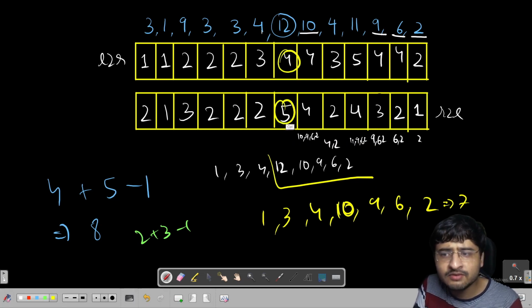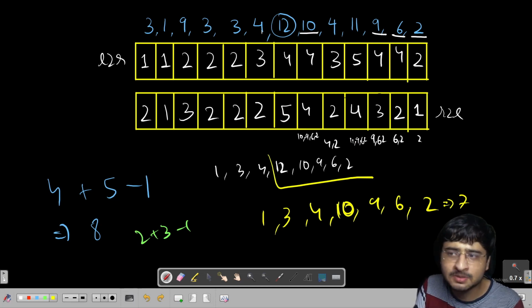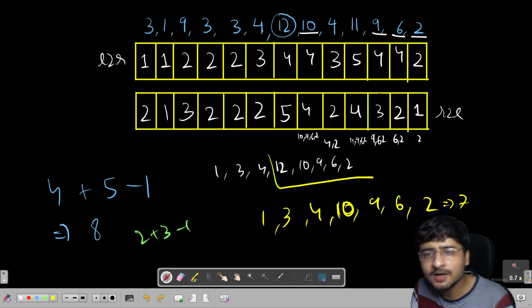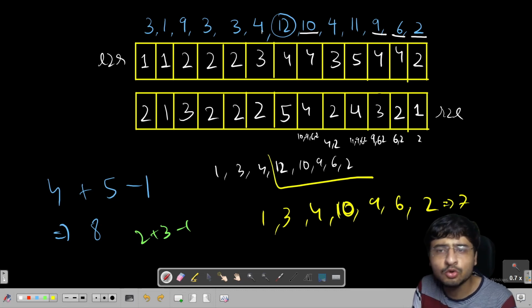So for this particular index, 4 plus 5 minus 1, that would be the best answer. Or you can say 5 plus 4 minus 1, that would be the best answer, right? I hope the explanation part is clear. Let us quickly convert this into code.